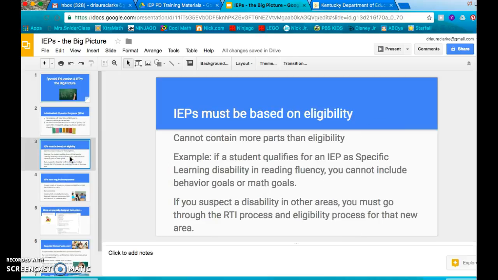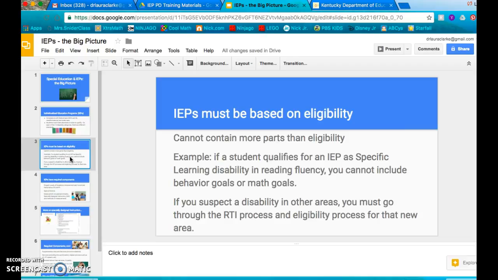So IEPs are always based upon a student being eligible for special education, and we must follow all parts of IDEA in order for a student to be eligible. That would include the non-biased evaluations, the multi-factored evaluations, looking at least restrictive environment, all of those components of IDEA.